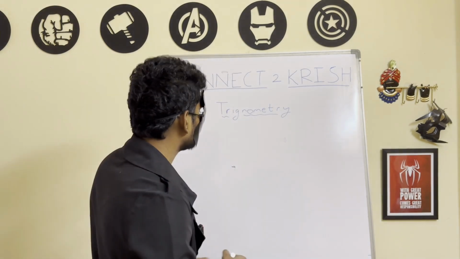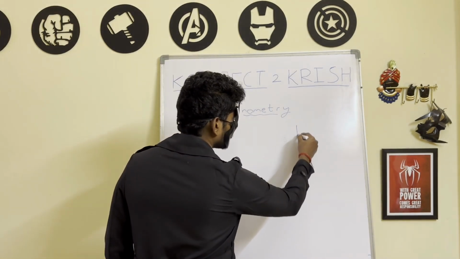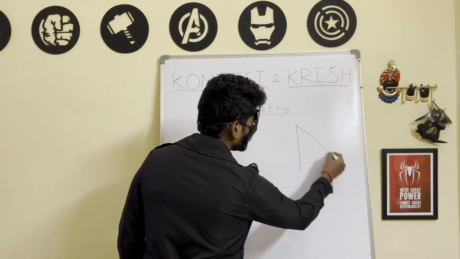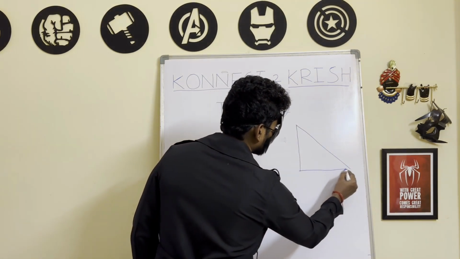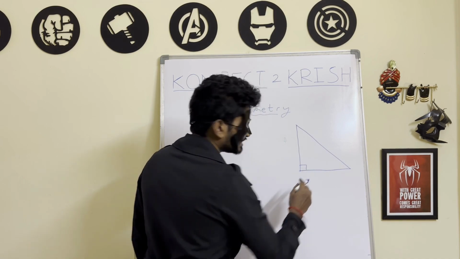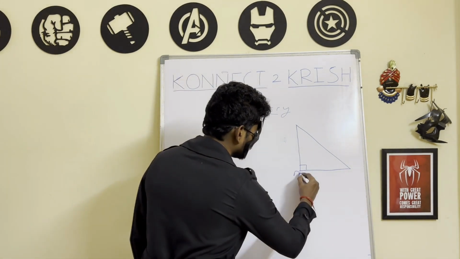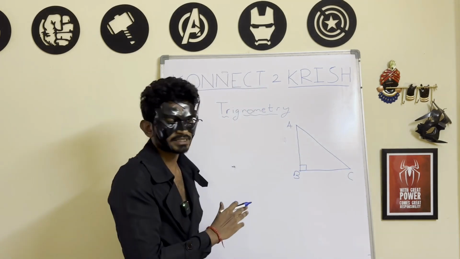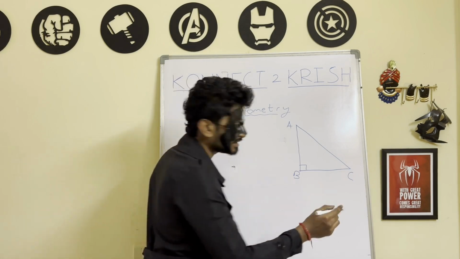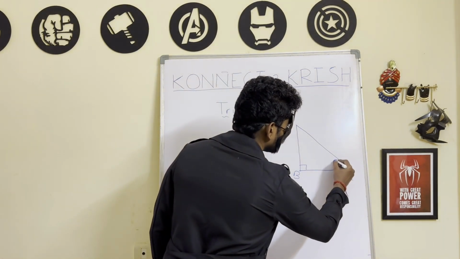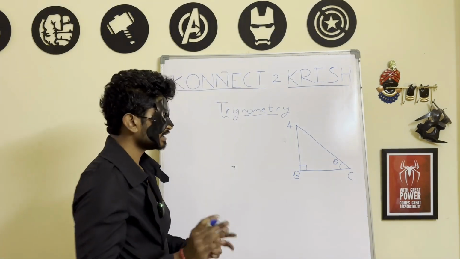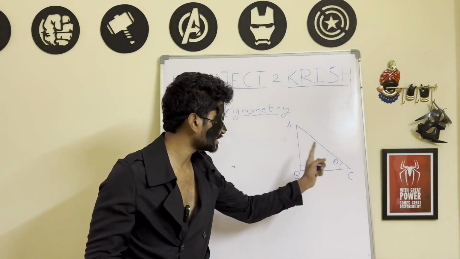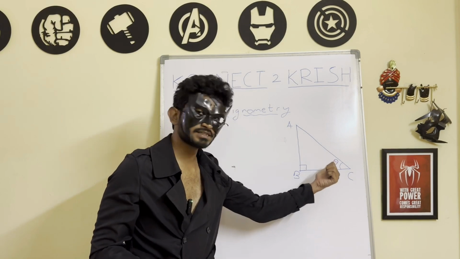First let's consider a right angle triangle ABC which is right angled at B. Consider angle ACB as theta, some random angle theta. The perpendicular is the side which is opposite to this angle theta.